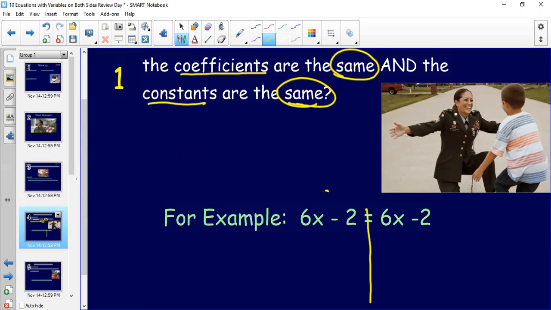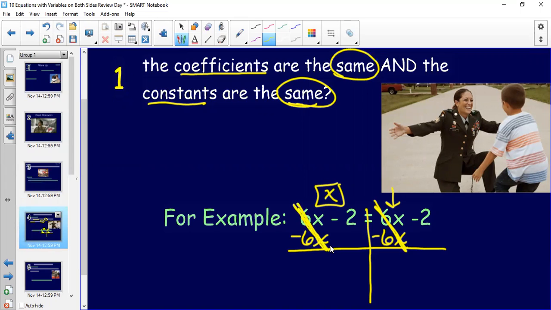Remember, we always want our variables to be on the left side. So this 6x is in the wrong spot. I want to move it over, so I'm going to subtract it from both sides. All right, and I get it canceled out on the right side, which is what I want. And on the left side, if you notice, I also have 6x minus 6x, so it also cancels out on the left side.